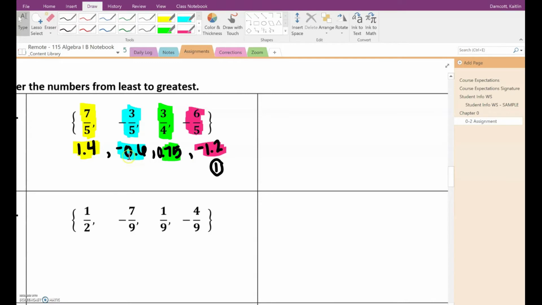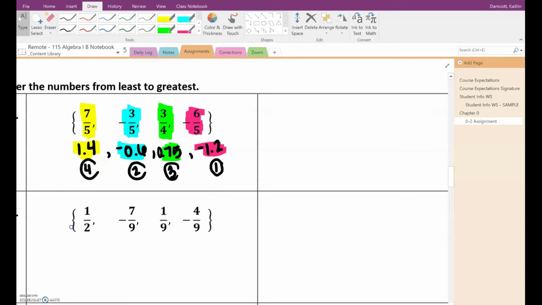And then we have another negative number, -0.6. So this is the second one. As the numbers increase with the negative in front of it, that makes them smaller. As they decrease, that makes them bigger. I know that that's a confusing concept. On the other side of the 0, obviously, as the numbers increase, they just get bigger. So 0.75 would be the next largest, and that would leave 1.4 as our largest.